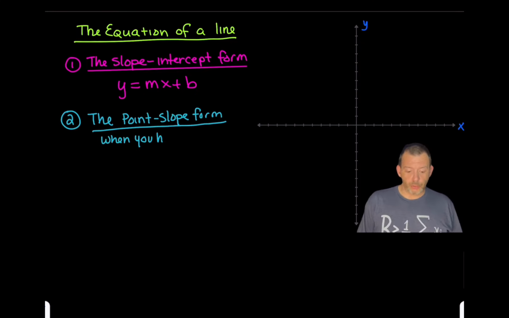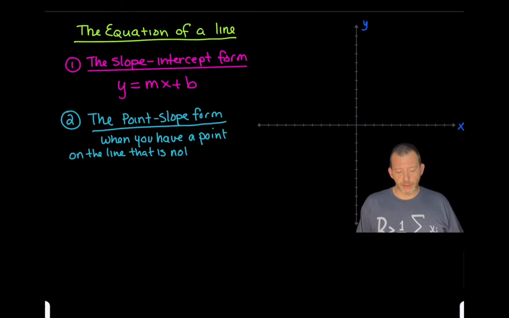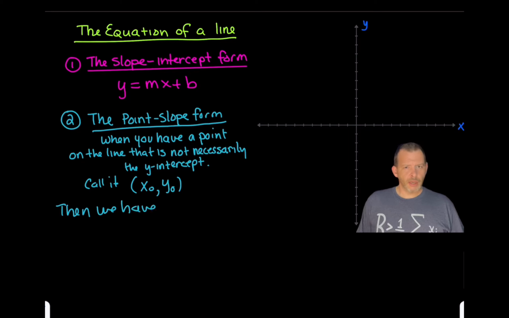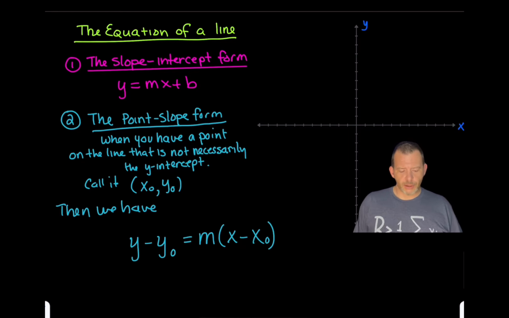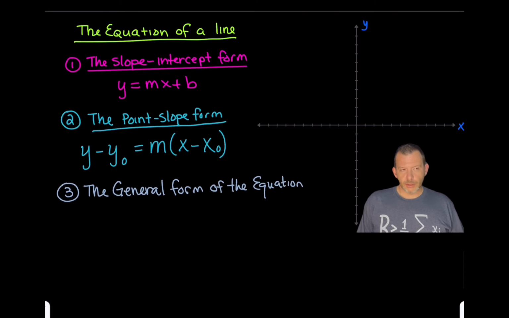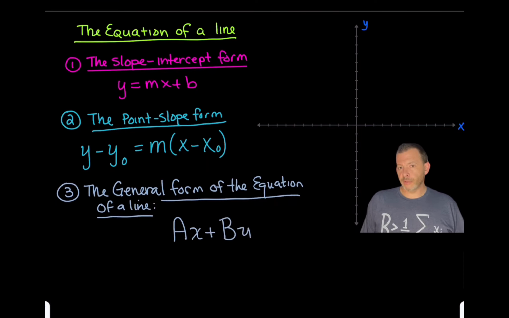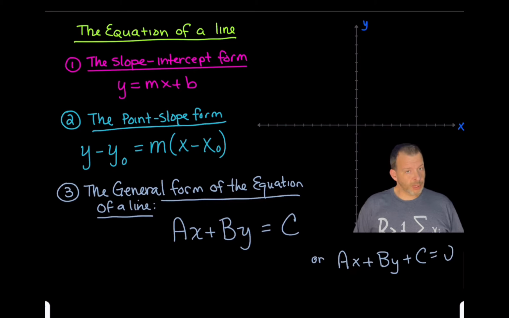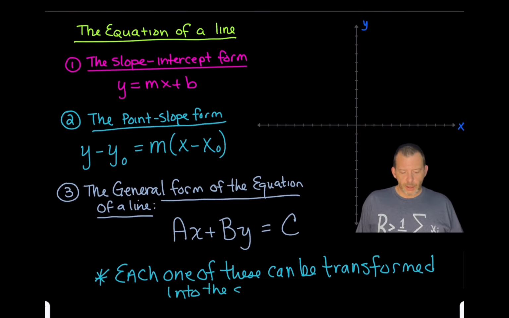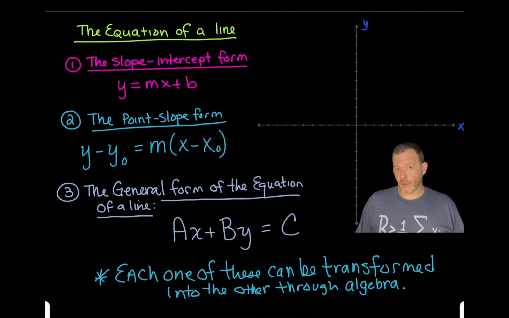The point-slope form of the equation of a line is when you have a point that might not be the y-intercept. And so we'll call that (x0, y0), and it looks something like this. The general form for the equation of a line, however, sometimes comes in the form of a number times x plus a number times y equals another number. And each one of these can be transformed into the other one.